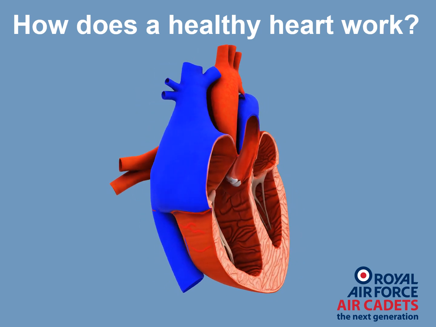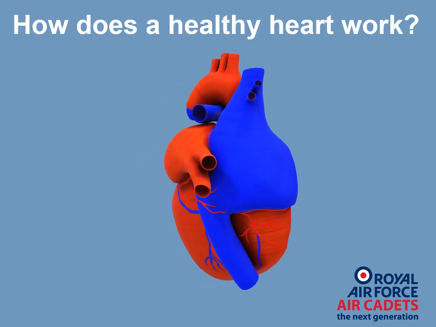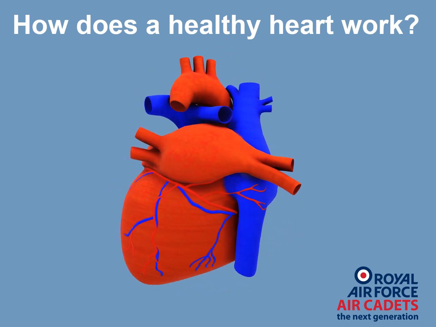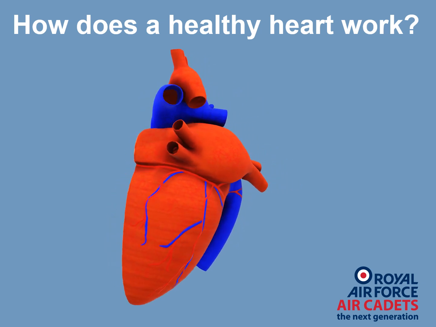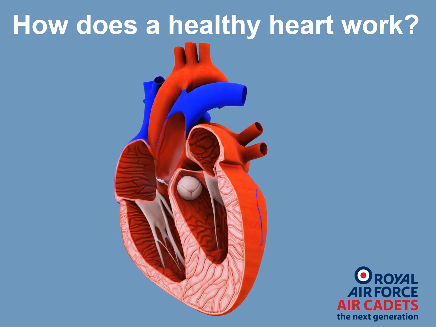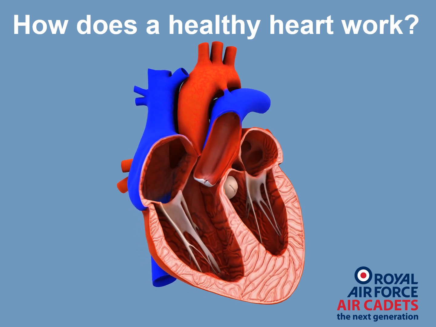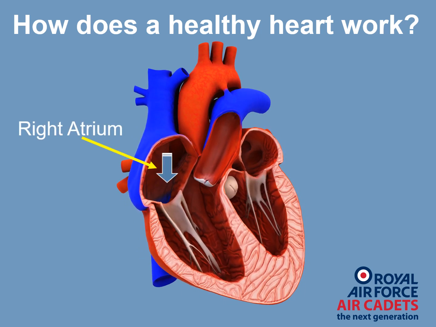So how does a healthy heart work? In a healthy person, the heart is responsible for supplying the body with oxygenated blood so it can function. This is a continuous process. On the right side of the heart, in the right atrium, the heart receives deoxygenated blood from the body. This is blood that has circulated the body and used up its store of oxygen. This blood passes through the tricuspid valve into the right ventricle.